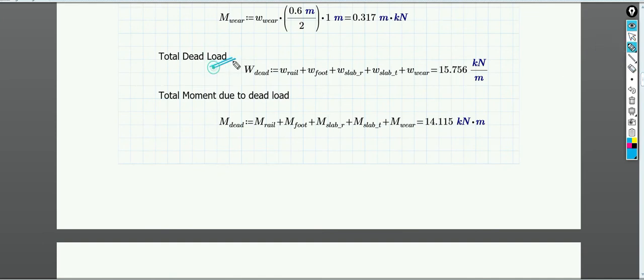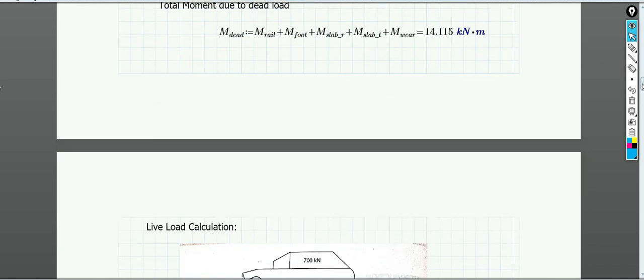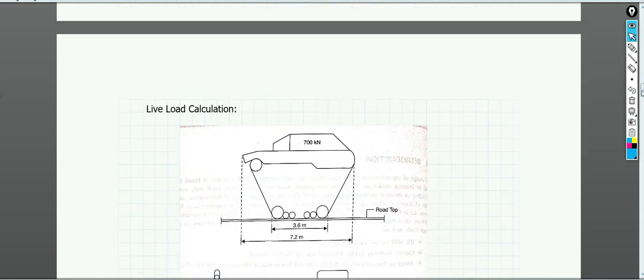Now if I want to find out the total dead load, you just add the weight due to rail, weight due to footpath, weight due to rectangular slab, the triangular slab, and the wearing coat, which is coming out to 15.756 kilonewton. And the total moment is coming out to 14.115 kilonewton meter. Okay, so these are the total load due to dead load as well as the moment. Now we need to calculate the live load.